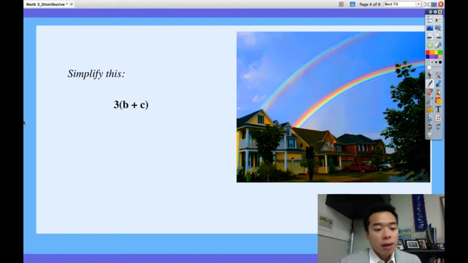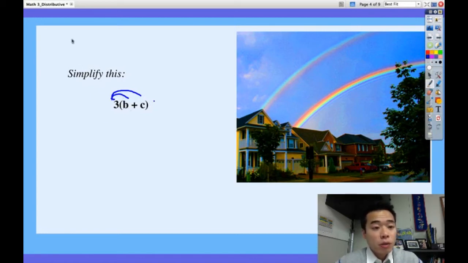So I had a student a while back. She did something like this, and she called it the double rainbow method. I don't want you to call it the double rainbow method. It's really called the distributive property of multiplying. But if it helps you to visualize a double rainbow, that's cool. But you're going to be multiplying your double rainbow.